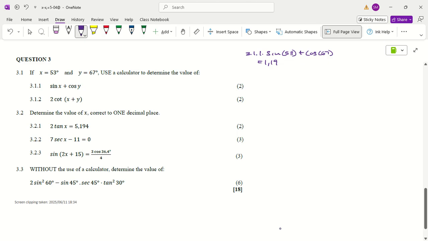Very simple there. Then we go to 3.1.2. We have 2 cot x plus y. So 2 cot x plus y, we can see that cot is a reciprocal of tan. So this would mean this is 2 times 1 over tan, and then x is what? Is 53 plus 67. So you can press that into your calculator, and let's just see.